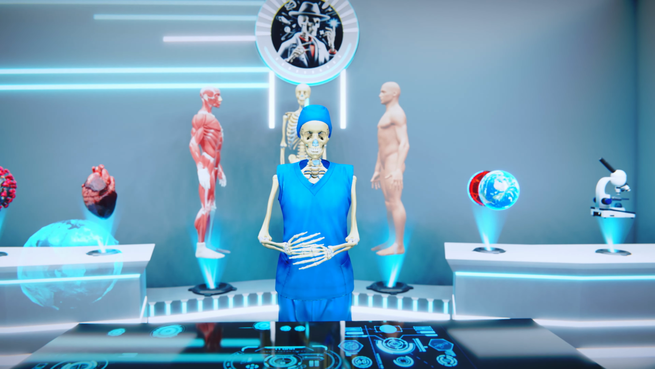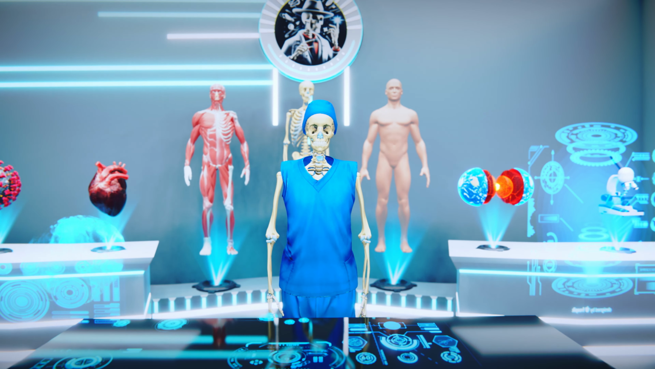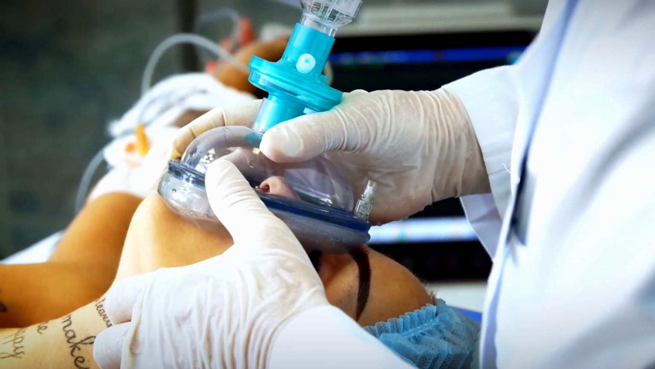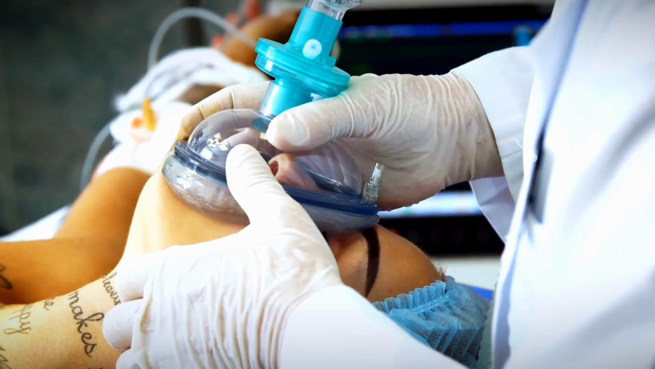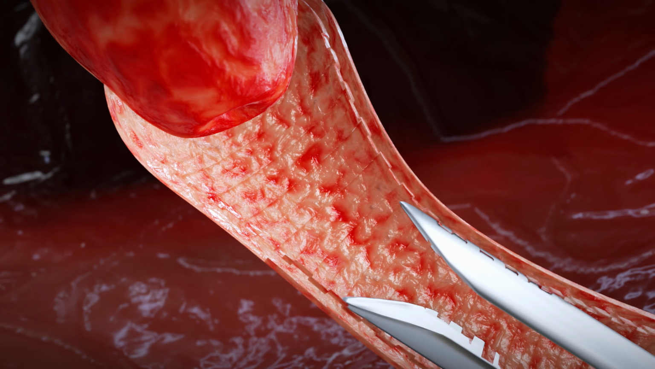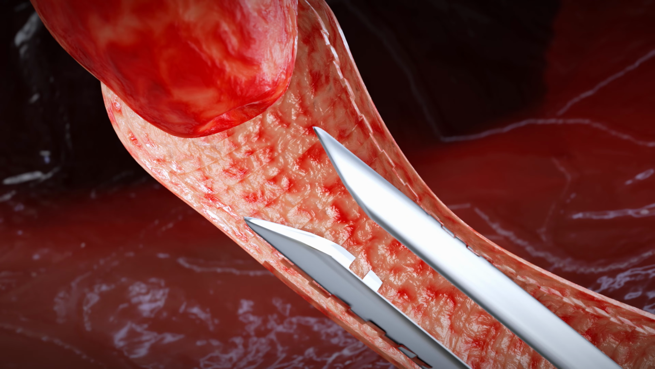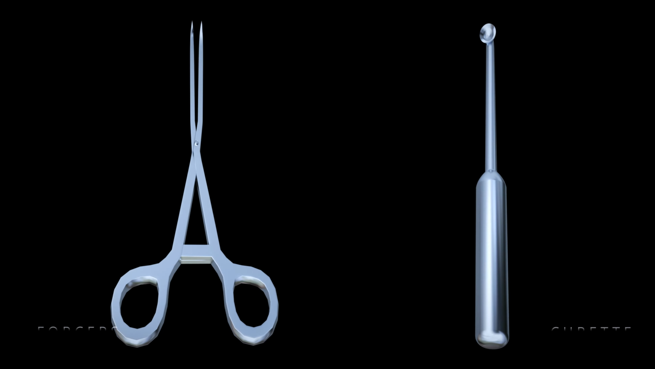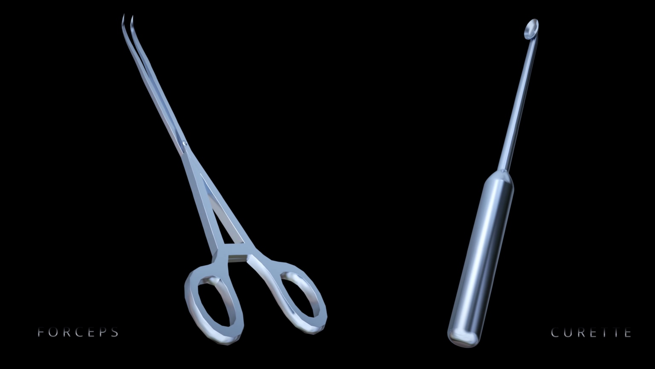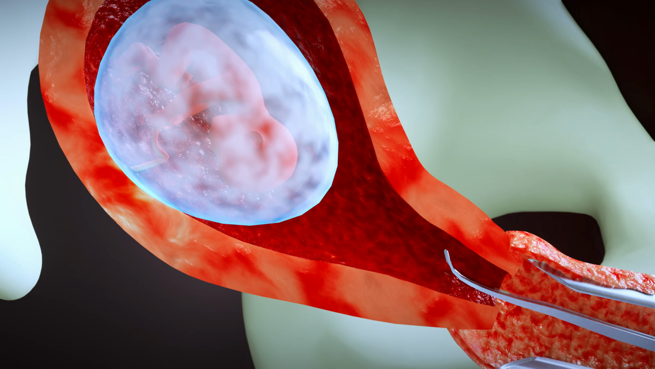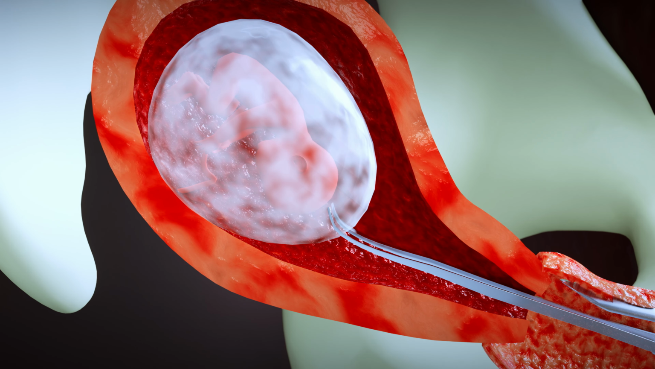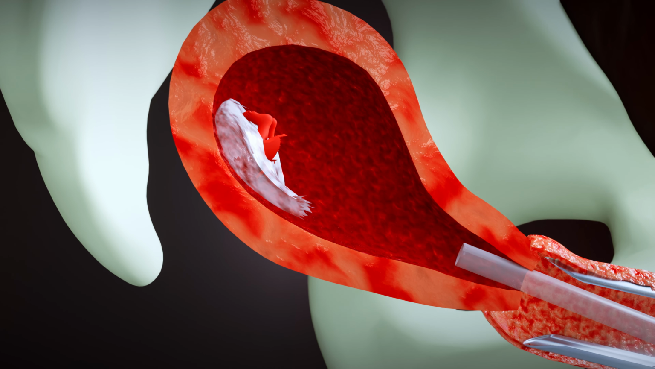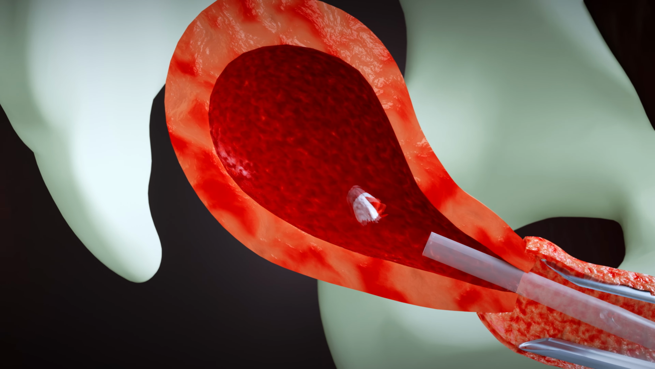If a woman needs an abortion after 14 weeks, the dilation and evacuation method is used. In this process, the woman is given anesthesia. The cervix is then dilated. Once the cervix is sufficiently dilated, surgical instruments like forceps and curette are used to carefully remove the pregnancy tissue from the uterus. Suction may also be used to remove any remaining tissue.